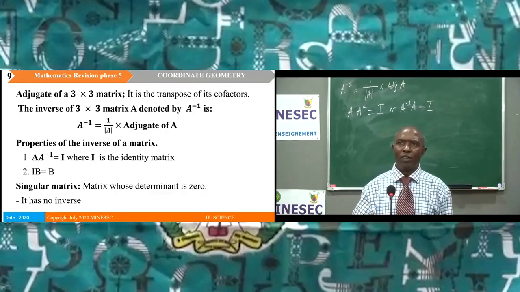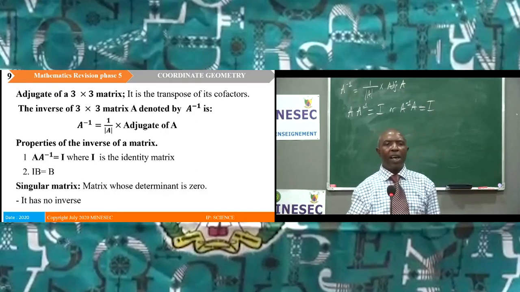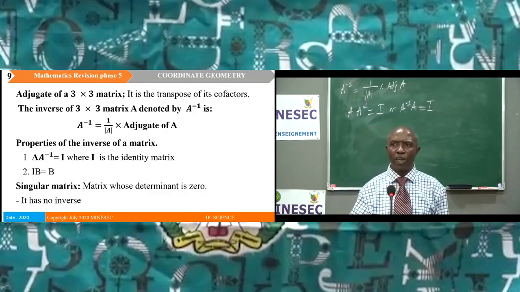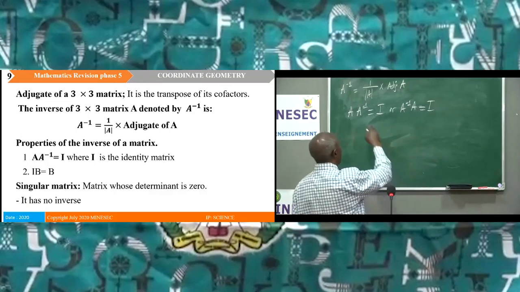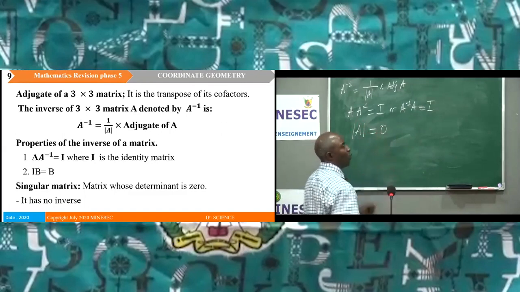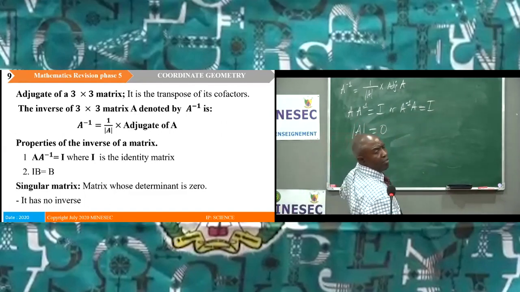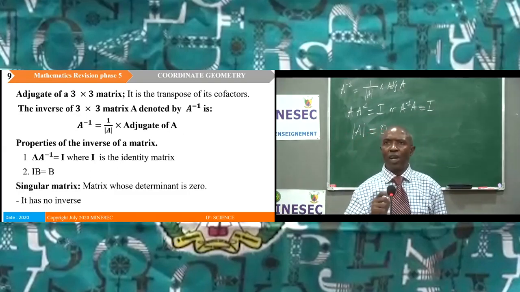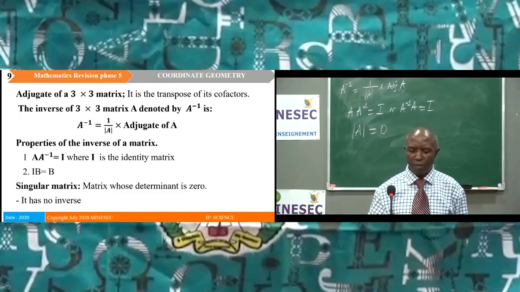Singular matrix. A singular matrix is a matrix whose determinant is zero. That is, if we have the matrix A and we look for its determinant, if the determinant of the matrix A is equal to zero, we say A is a singular matrix. All singular matrices don't have any inverse.